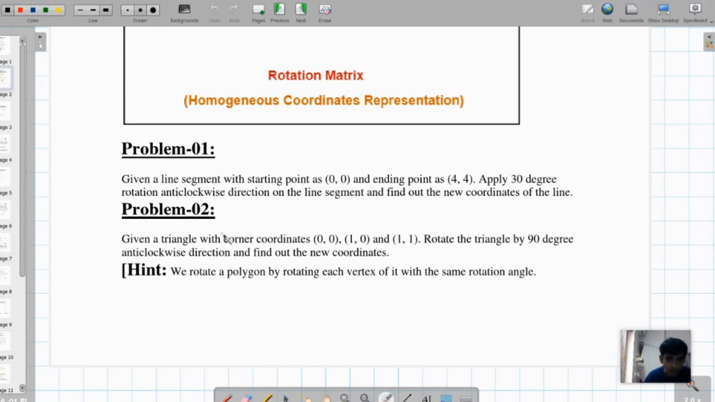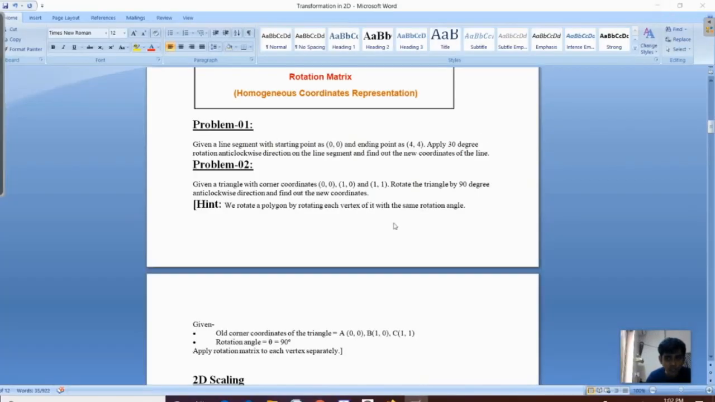So in the second problem, rather than a line, we are given a triangle, which is a polygon. In the simplest form of a polygon, we can think of a triangle. The coordinates for all the vertices are respectively 0, 0, 1, 0, and 1, 1. Rotate the triangle by 90 degrees in the anti-clockwise direction. So how will you solve this?